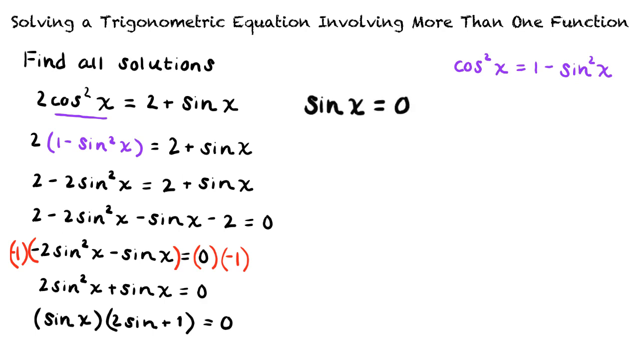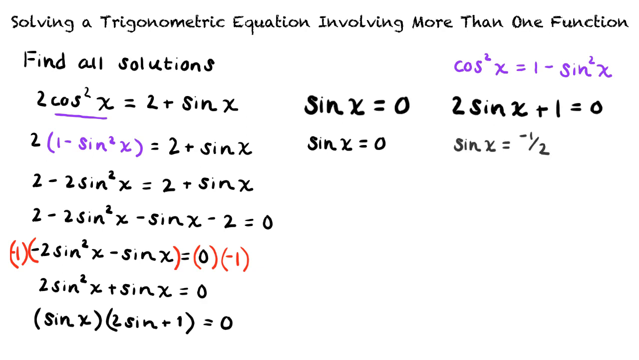In our problem, this means that sine of x must equal 0, or 2 times sine of x plus 1 must equal 0. We can solve both of these to get sine of x equals 0, or sine of x equals negative 1/2. For sine of x equals 0, we get solutions at 0, pi, and all their coterminal angles.